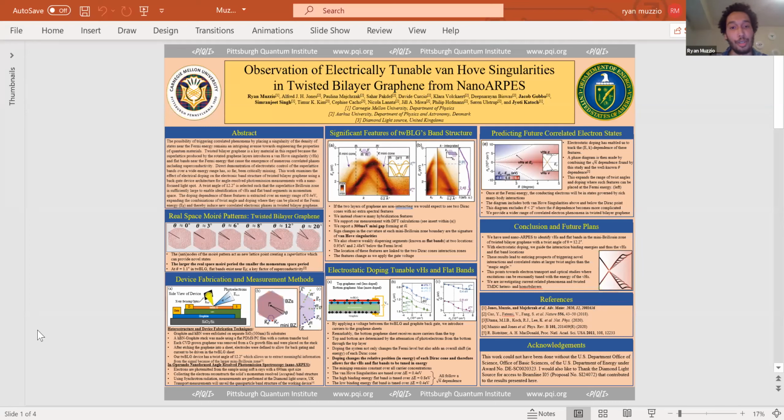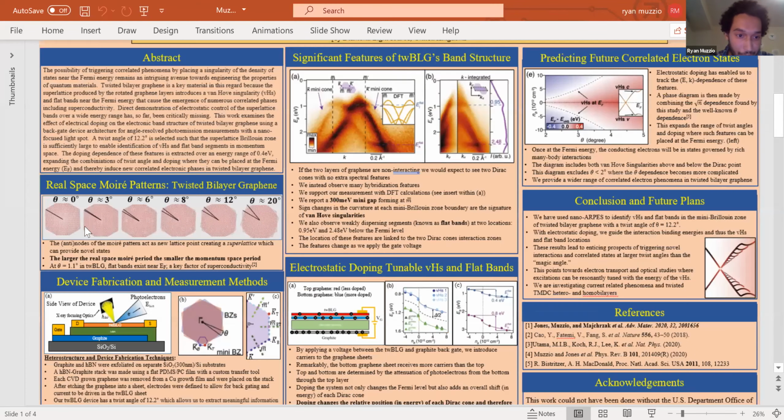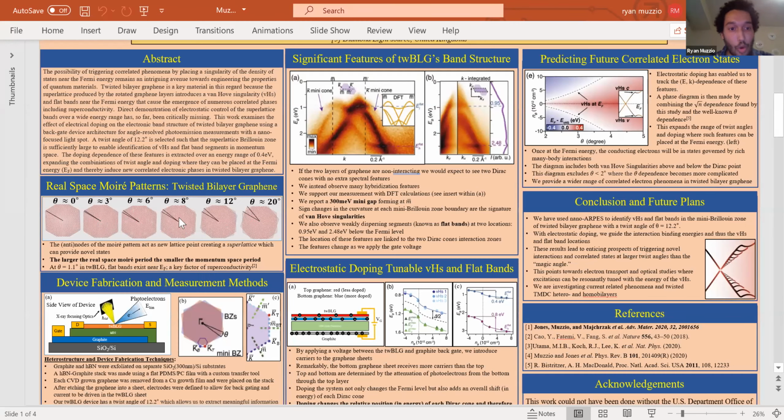Yes, so the conclusion has 2 main parts to it. One, we knew already that if you change the twist angle with respect to the graphene sheets, just like I'm doing here on this slide here, you're going to change the moire periodicity, and you're also going to change where these flat bands exist.